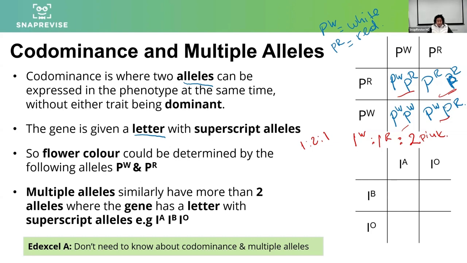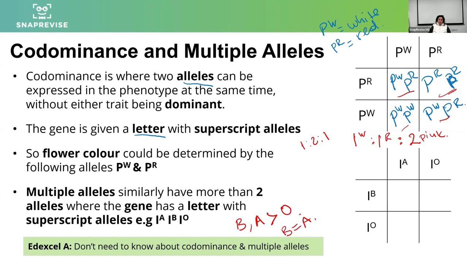Another example of codominance is the human blood group, which is determined by 3 different alleles. One allele codes for antigen A, one allele codes for antigen B, and the other allele codes for antigen O, which in fact is an absence of antigen. A and B are dominant over allele O, but they are codominant to each other.